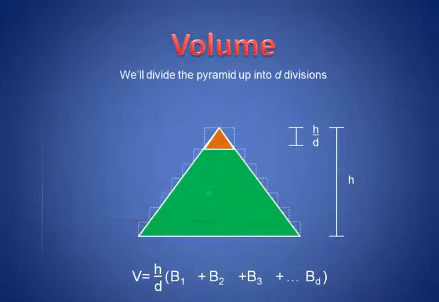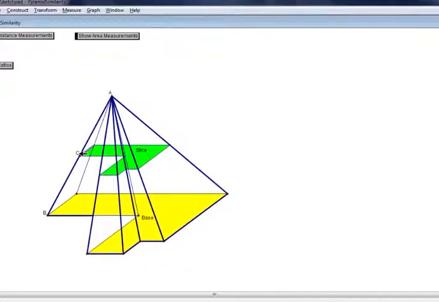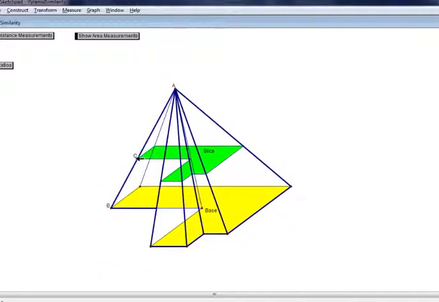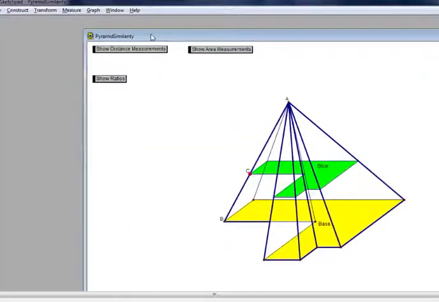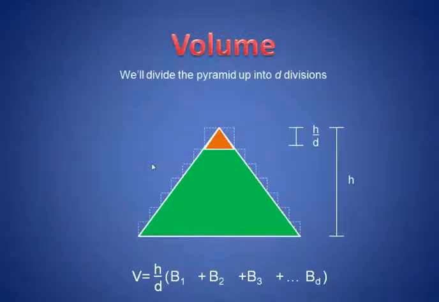We can use that knowledge in order to take a look at the similarity of each of these slices. So each slice over here is going to be proportional to the area of the base. And it turns out that those slices are in a ratio that is squared. The area of the slice to the area of the base is the square of the ratio of the distance down to the total distance. In other words, if we are 1 over d divisions down the pyramid, the area of this slice is going to be 1 over d squared times the area of the base. And we're going to use that fact right now.